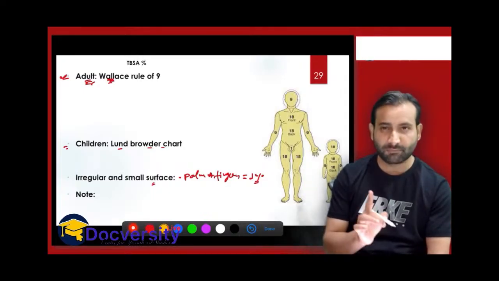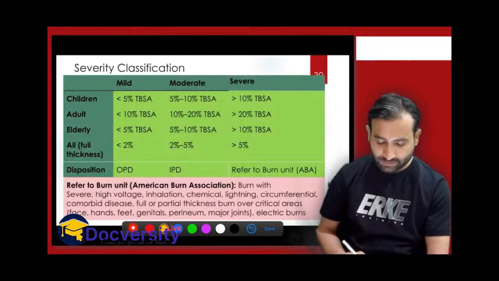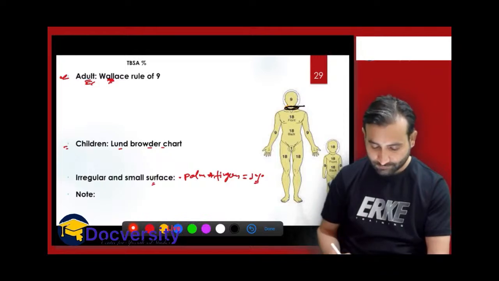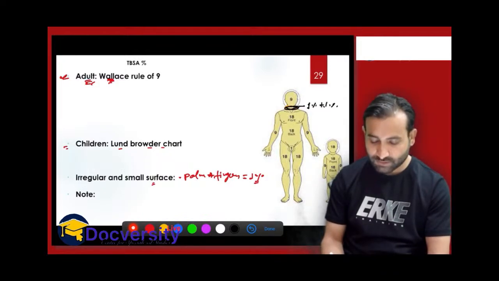After this, what is the adult calculation? We use the Wallace rule of 9. So what is the Wallace rule of 9? This is the question they will ask you in the exam. Remember, the neck, front and back, 1% plus 1%. The head and face, front and back, 7%. So this total makes 9%, right?